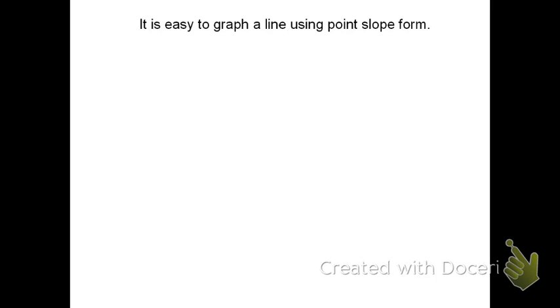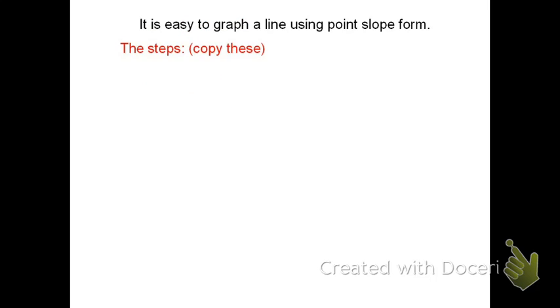Now, if we're going to use point-slope form for graphing, we're going to follow the same steps that we would do for slope-intercept form with one exception. Instead of having a y-intercept, we'll have just any random point on the line. It doesn't have to be (0, something). So the steps would follow like this.